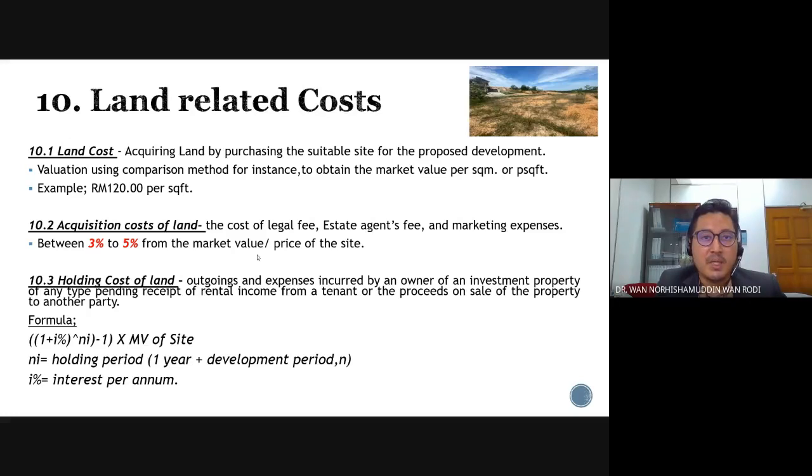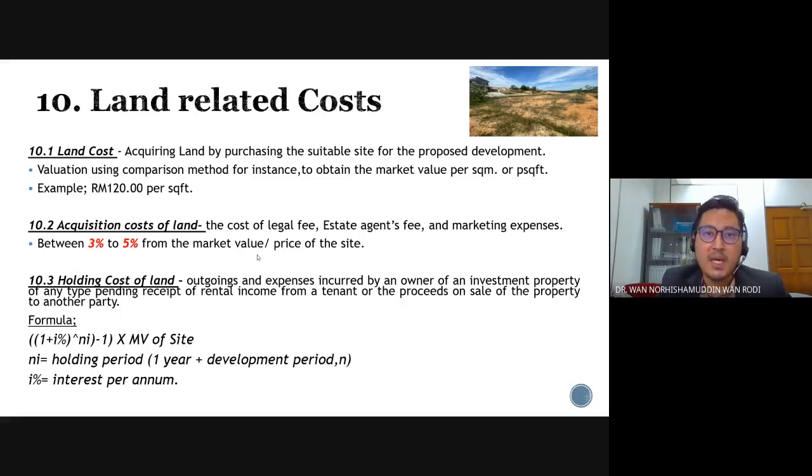Okay, last but not least is the land related cost. Apart from the construction cost, preliminaries, and etc., you need to allocate for land. Why do we need to allocate for land? Land is one of the factors of production within economics. You cannot develop or produce a product without land.